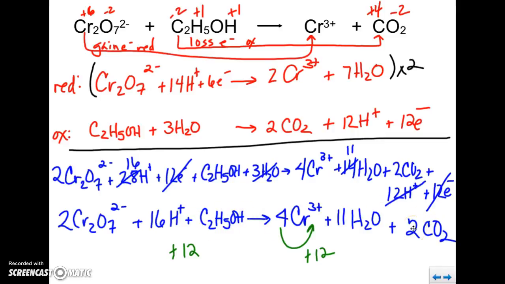So you're balanced in elements, and you will notice you are balanced in charge, because here you've got a -4 plus 16 positive makes 12 positive. 4 times 3 positive makes 12 positive. You have a balanced redox reaction.